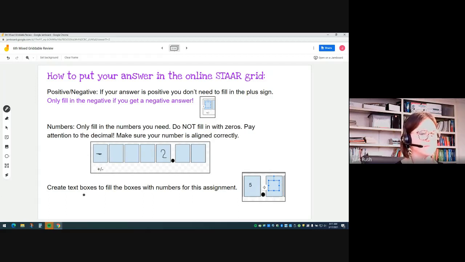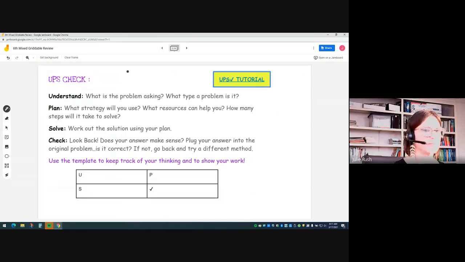For this assignment, you're going to need to create text boxes inside to fill in your answers. But I'm sure by this point you are a pro at that because you've been doing so much online work through Canvas. I'm going to be using the UPS check method. Hopefully that's a method that you are familiar with. If you are not, you can just watch my examples. Basically, all we do is go through a 4-step process.